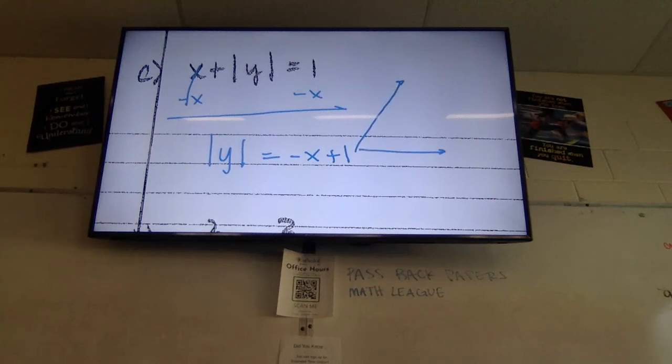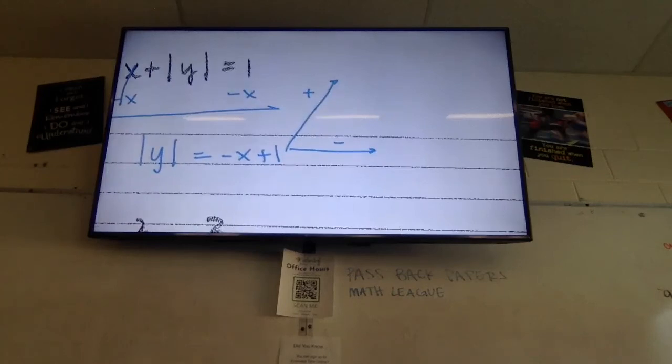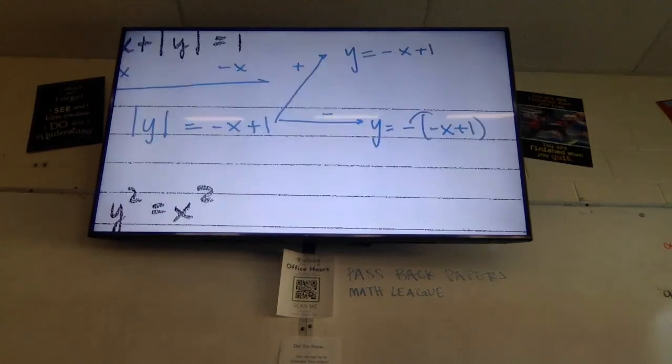Whenever we've done absolute value, we've set it equal to the positive and set it equal to the negative. So I take away my absolute values and y is just equal to whatever it was before. y is equal to the positive version, negative x plus 1. Then I do the negative version, so I do y equals negative times negative x plus 1. We get to distribute that negative to everything. y equals x minus 1.